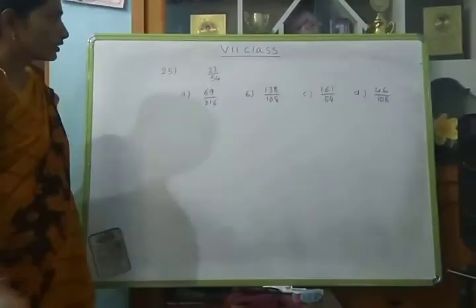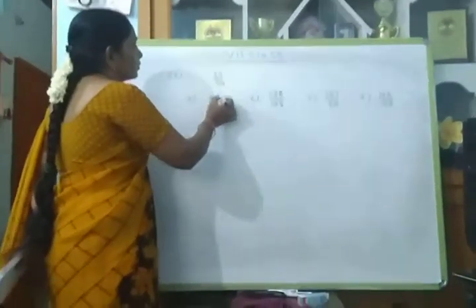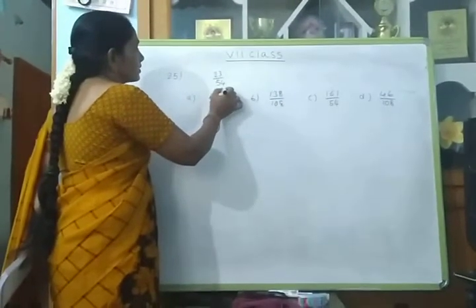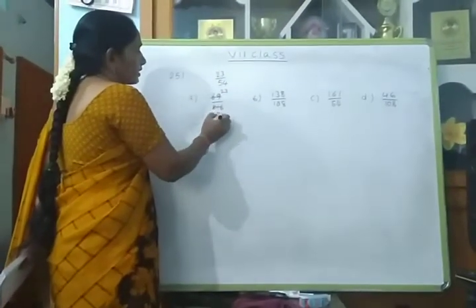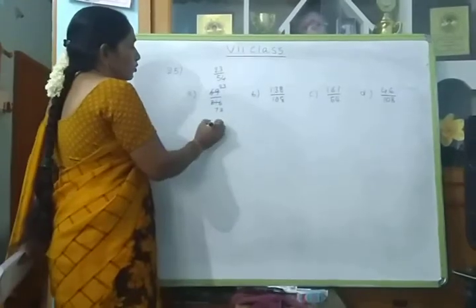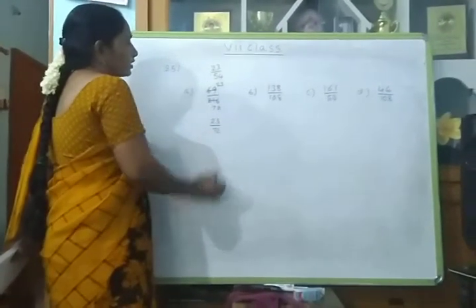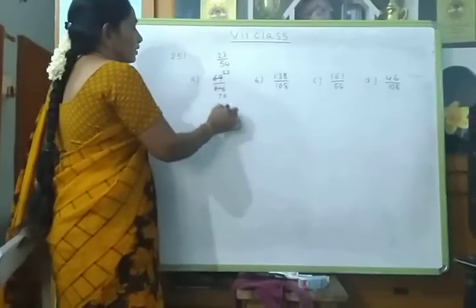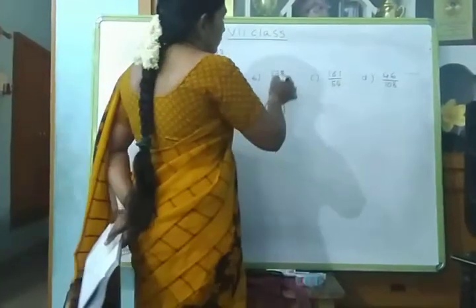Look, simplify each. Here if you take the 3 table, 3 2s are 6, 3 3s are 9, 3 7s are 21. So here you get 23 by 72. So it is not equal, so it is correct. Next is this one.